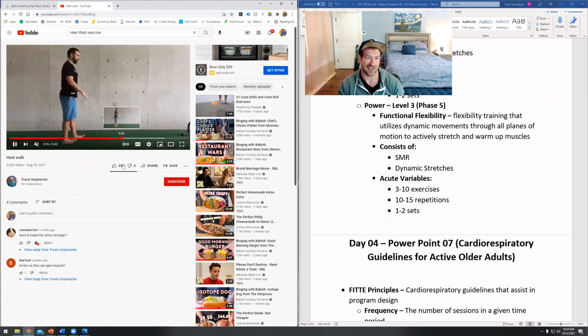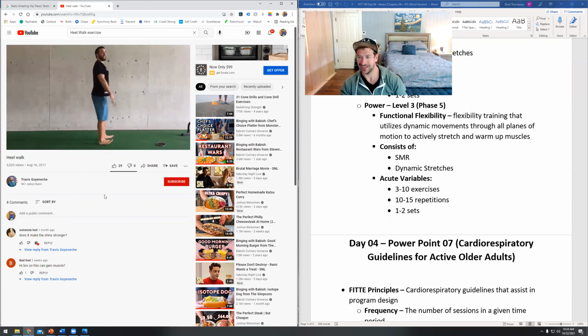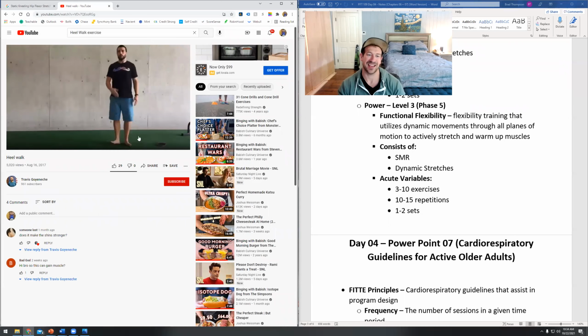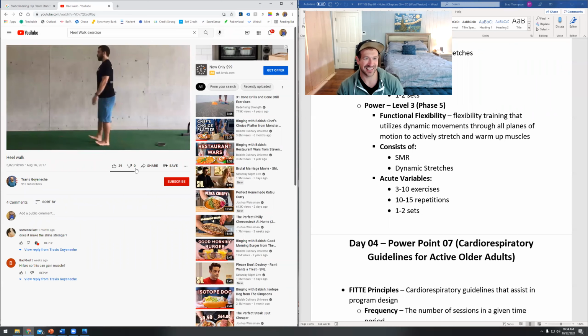It looks like you have to go to the bathroom, like, oh, I gotta go. I mean, he's kind of going a little slow, but yeah. So that's heel walks. That's a calf stretch, but it's also a really good tibialis activator.